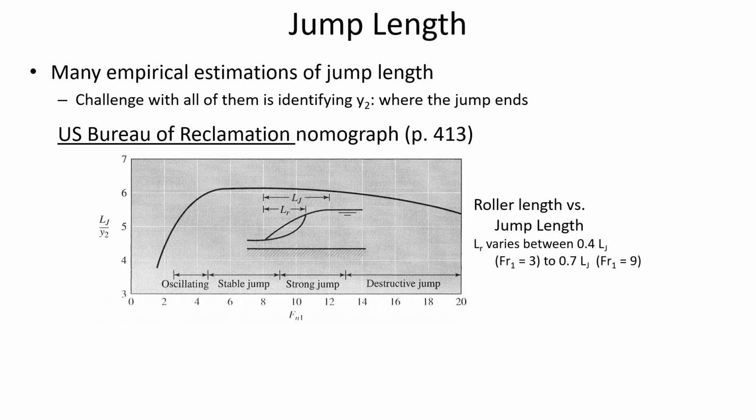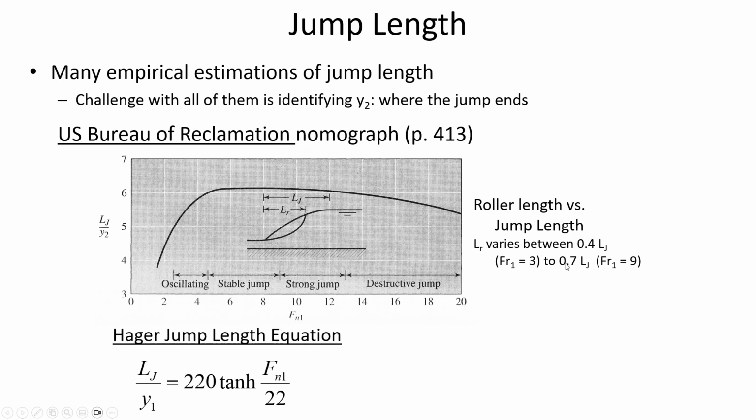the normal depth downstream. So in general, the roller length relative to the jump length is usually between 0.4, 40% of the length of the jump, up to 70% of the jump length. So it varies. There's another equation that's been proposed, the Hager jump length equation, which you wouldn't have to use a figure for. It uses a hyperbolic tangent, knowing the Froude number upstream prior to the jump, and it gives you the length of the jump relative to the upstream depth rather than relative to the downstream depth.